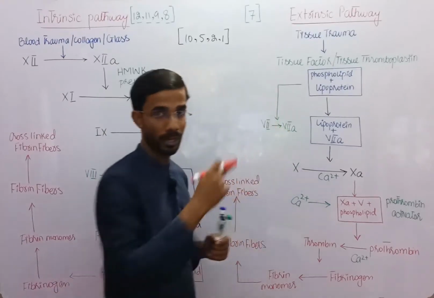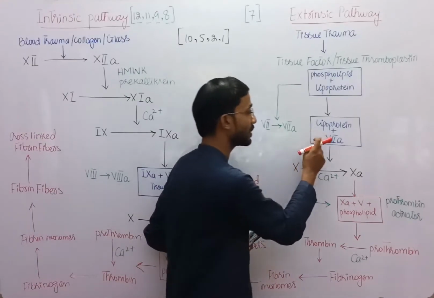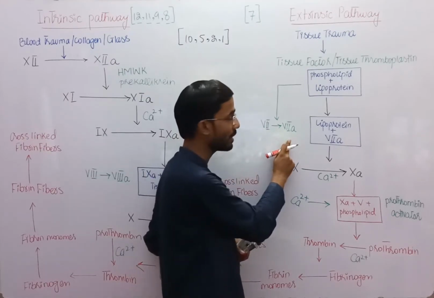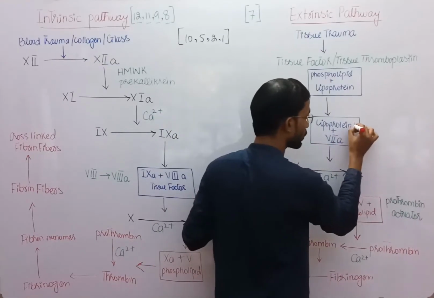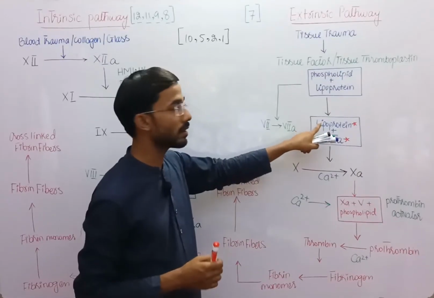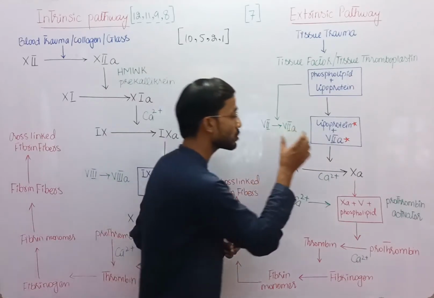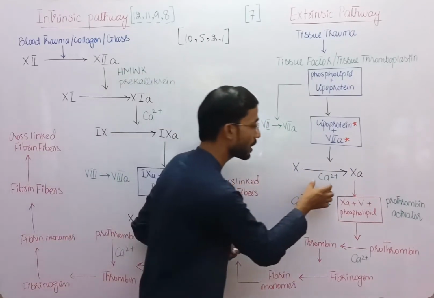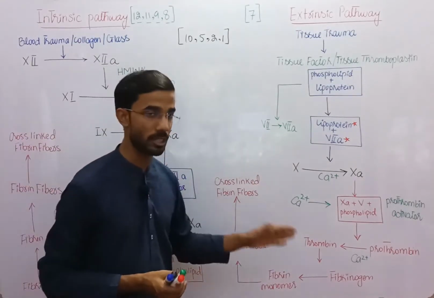The lipoprotein component of the tissue factor makes a complex with activated factor 7. Actually, factor 7 converts into activated 7 with the help of the tissue factor, and this activated 7 becomes part of this complex. The lipoprotein comes from tissue factor, and activated 7 becomes part of this complex. And this complex converts factor 10 into activated factor 10 with the help of calcium. So this is the difference between the intrinsic and extrinsic pathway.